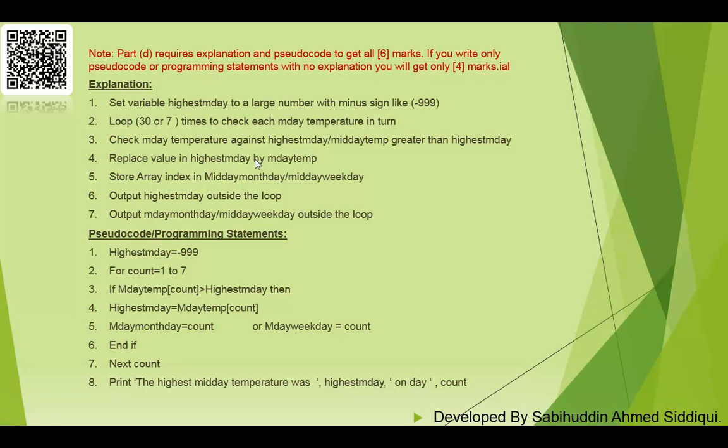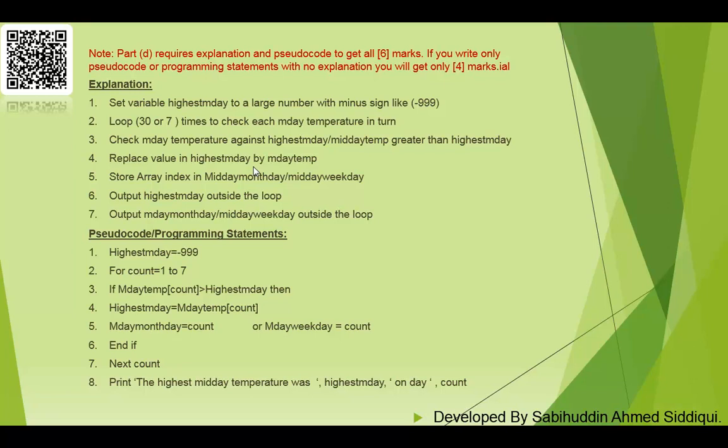Now check whether midday temperature is greater than highest midday. Replace the value in highest midday by midday temperature. That is the swapping mechanism. Whenever you get a higher value, you compare and replace the stored value with the newest value you receive in turn. Let's suppose minus 999 is the highest value and you receive 1000, so 1000 will be swapped with the minus 999.